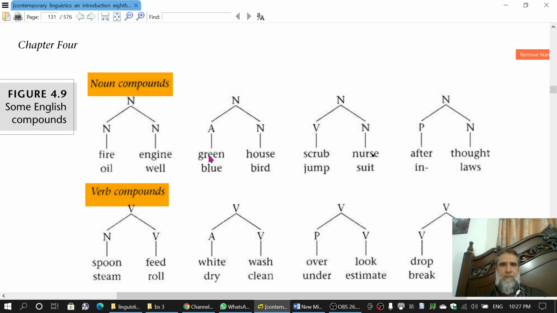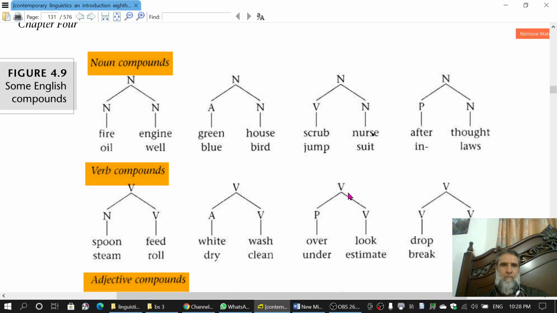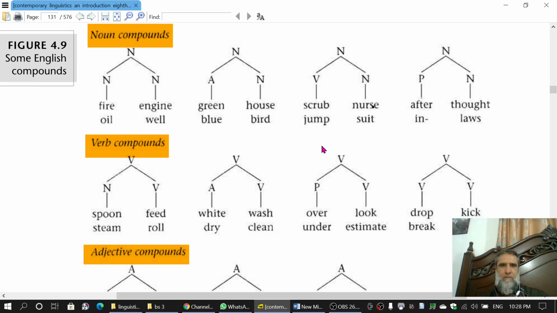This noun is a combination of the adjective and noun: greenhouse and bluebird. This noun is a combination of verb and noun: scrub nurse and jumpsuit. This noun is a combination of preposition and noun: afterthought, or in-laws. So these all were the examples and tree diagrams of nouns. You should make these tree diagrams.